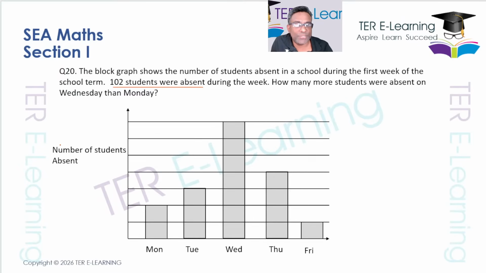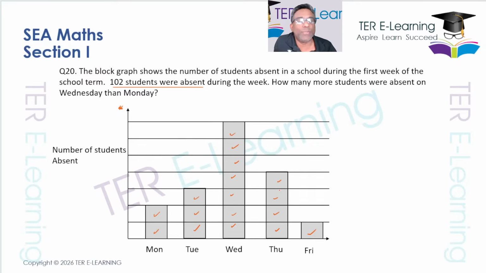Now, you notice you have no numbers written on this axis here. There are no numbers written here, so there's no scale, so we need to figure it out. So the first thing I would do in a question like this, I'll count to see how many blocks I have. 1, 2, 3, 4, 5, 6, 7, 8, 9, 10, 11, 12, 13, 14, 15, 16, 17. So in this case here, we have 17 blocks.